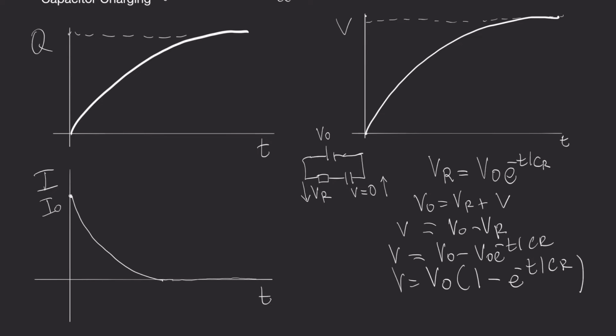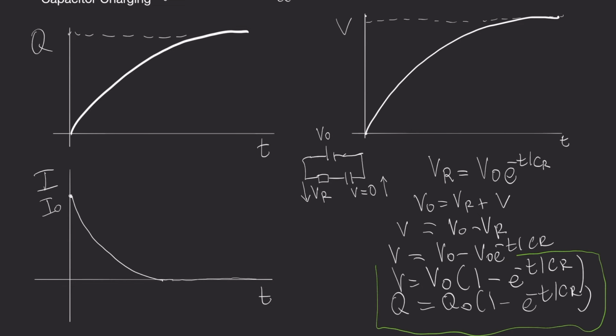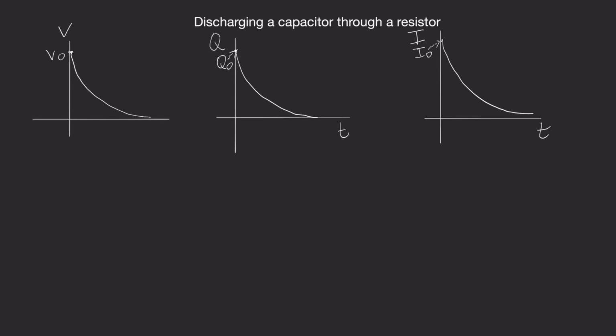Because Q is equal to CV and V is equal to Q over C, the same equation can also be applied for the charge across a charging capacitor, and those two equations right over here are the equations for charging of a capacitor. So how does a discharge of a capacitor through a resistor actually work?